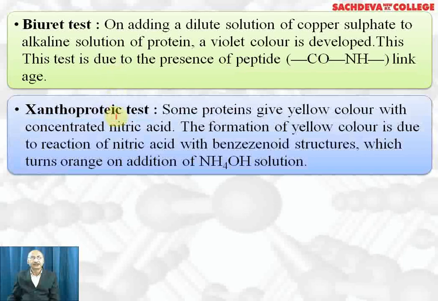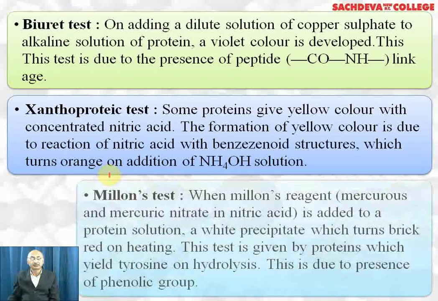Xanthoproteic test: some proteins give a yellow color with concentrated nitric acid. You must have seen that if nitric acid comes in contact with your skin, it becomes yellow. The upper part becomes yellow. After some time, this skin will go away and new skin will come. The formation of yellow color is due to the reaction of nitric acid with the benzenoid structure. This color becomes orange on addition of ammonium hydroxide solution.